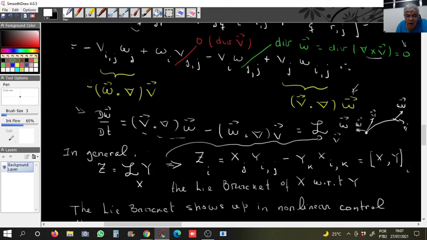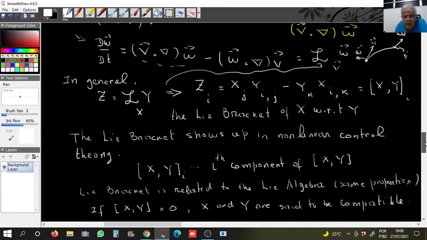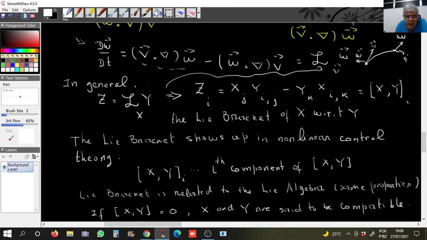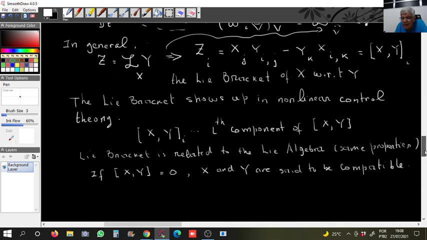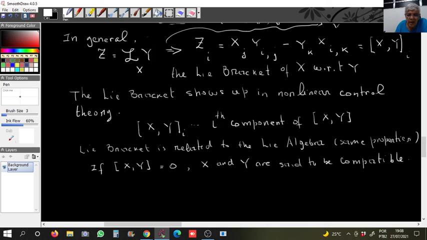It doesn't commute, because if I put Y here and X here, this will be a minus sign. So this Lie bracket is always, in general, called a commutator. Okay? And this shows up in nonlinear control theory, which I will use just to find out if the nonlinear system is controllable or not. That's why I derived the Lie bracket, which is not a common derivation, okay, in the literature about this subject. So this is the ith component of the Lie bracket.